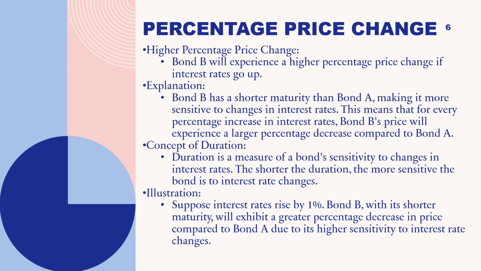So if interest rates were to increase by say 1%, bond B would experience a larger percentage decrease in its price compared to bond A. This is because of its shorter duration, which makes it more vulnerable to interest rate fluctuations.